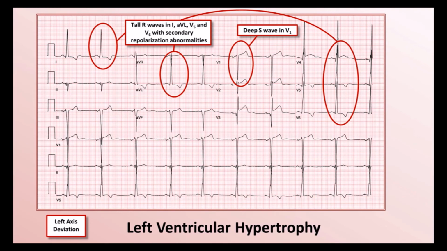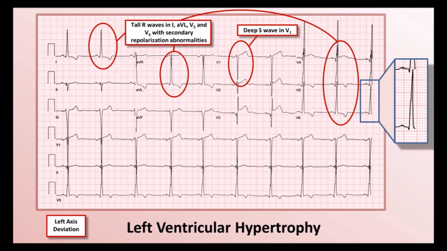And finally, and this may be easy to miss, if we look very closely at the QRS complex in the lateral precordial leads, and we look at the intrinsicoid deflection, that is the duration of time from onset of the QRS to the peak of the R wave, we see that it is somewhere between 50 and 60 milliseconds, which is prolonged.